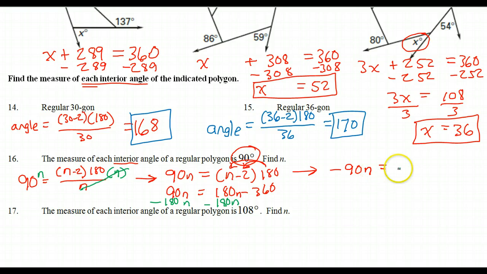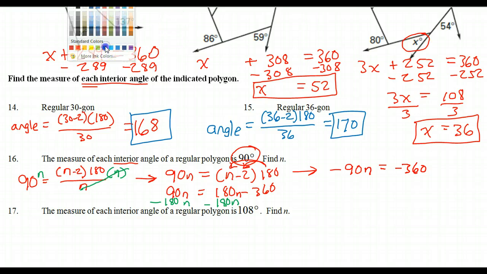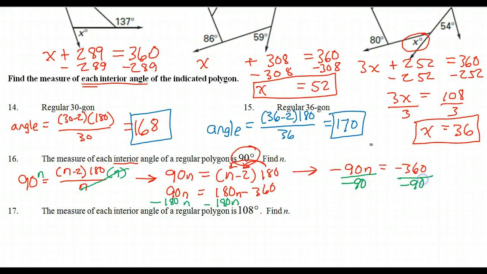N equals negative 360. Then it would be time to divide both sides by negative 90. Okay, so that's going to give me 4. So n is equal to 4. Of course, we really should have known this by heart: a four-sided shape, each angle would be 90 degrees, like a square. Alright, the measure of each interior angle is 108.